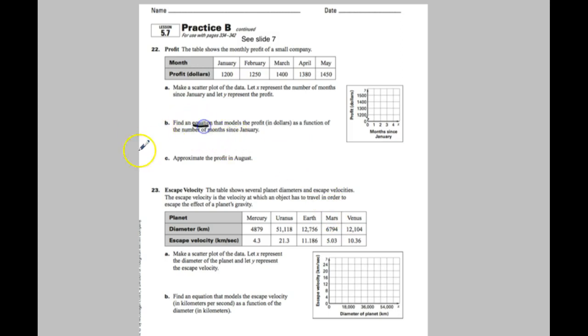Writing an equation in the form y equals mx plus b, and then approximate the profit in August. So this one's since January. If it's 0, that is still January. So count the number of months it would be until it gets to August.